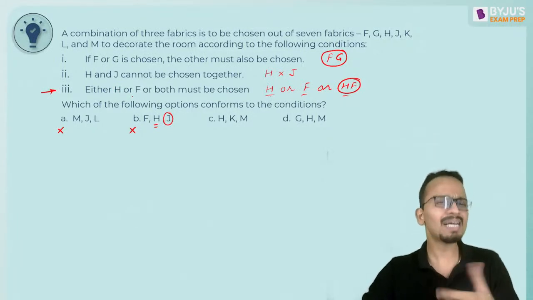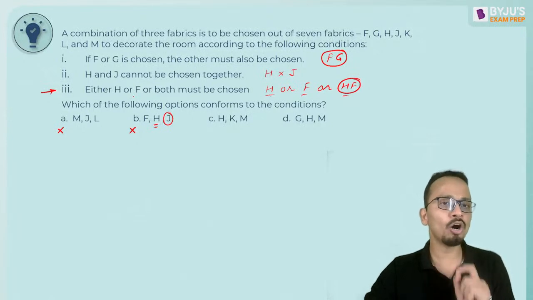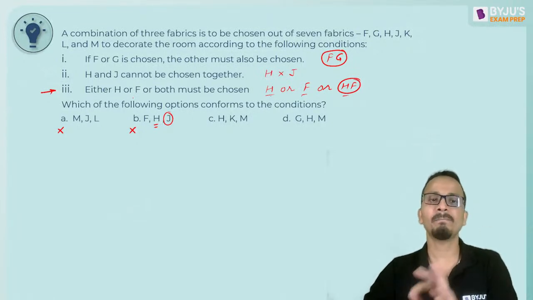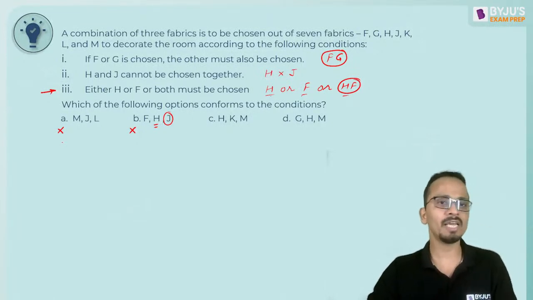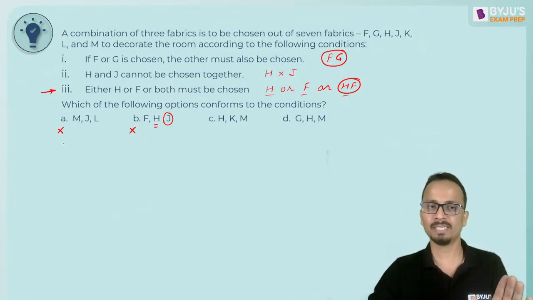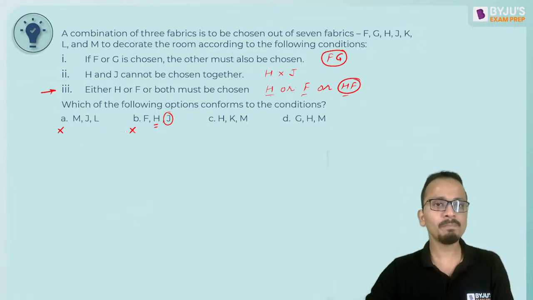Okay. So what does this mean? At least one of H or F must be chosen. In option A, H is not there, F is not there. So option A cannot be the answer. Option B, H is selected, J is also selected. This is against statement number 2.